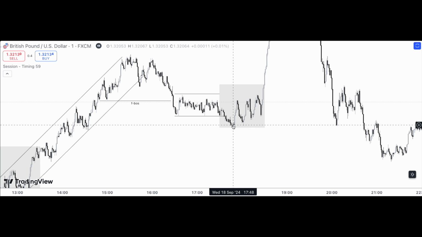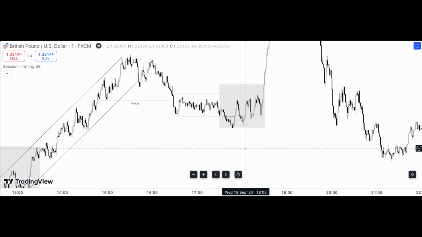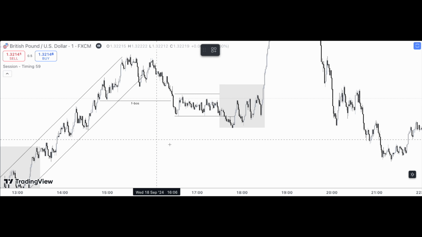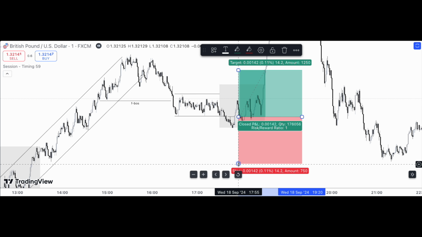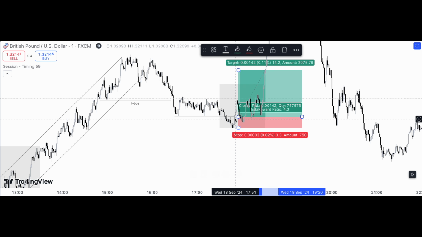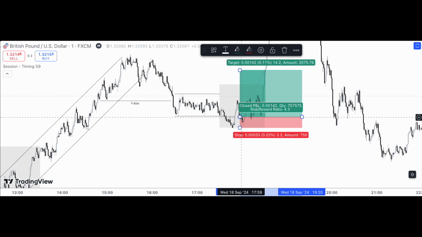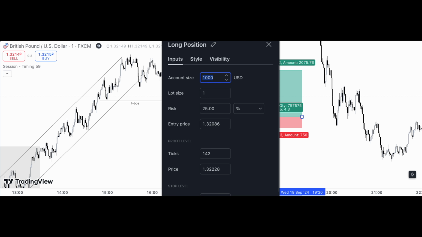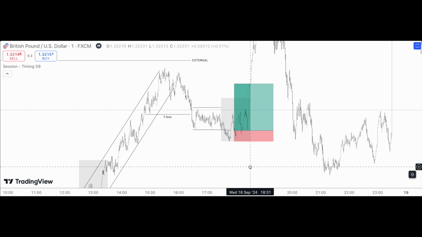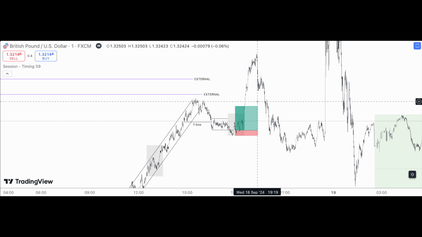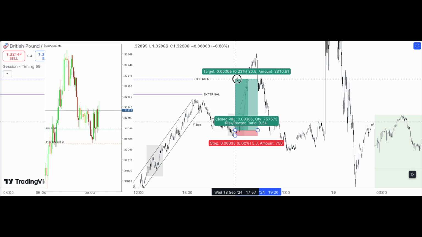Once the market is done stopping the early buyers out, it gives a break of structure to the upside on the lower time frame, and my entry was right about this. Stop goes below this, entry right above this high. So this was only a 3.3 pip stop loss, and my target was this previous week's high.